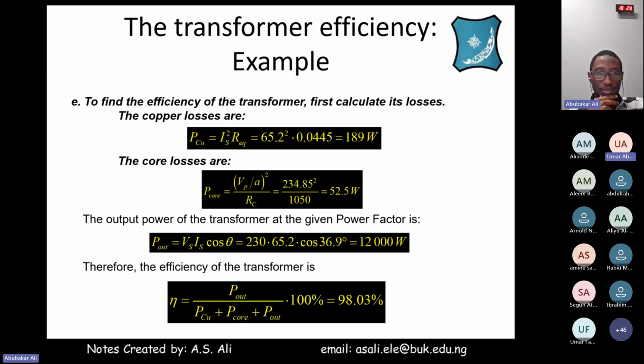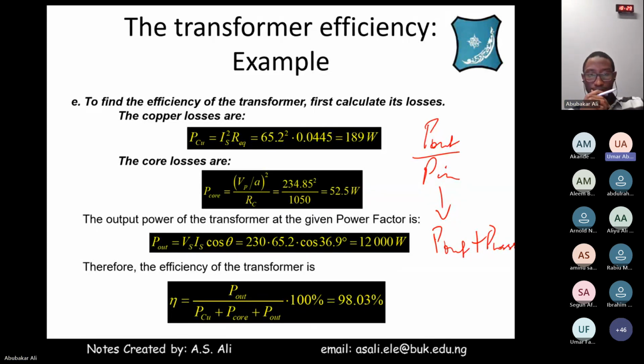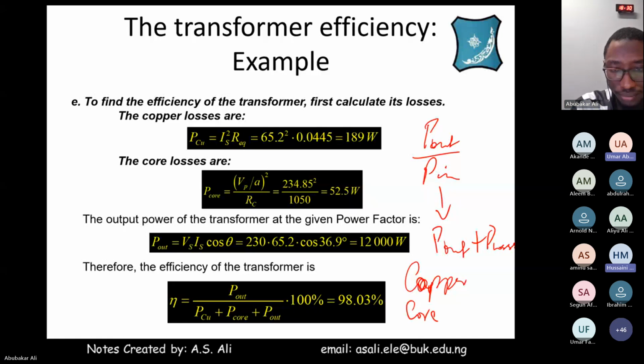The final question is asking us to find the efficiency of the transformer. We know efficiency is P out over P in, right? And P in is P out plus P losses. So let's do the P losses first. The P losses come in two shapes: the copper loss and the core loss. The copper loss is I squared times R equivalent, and this gives us 189 watts.